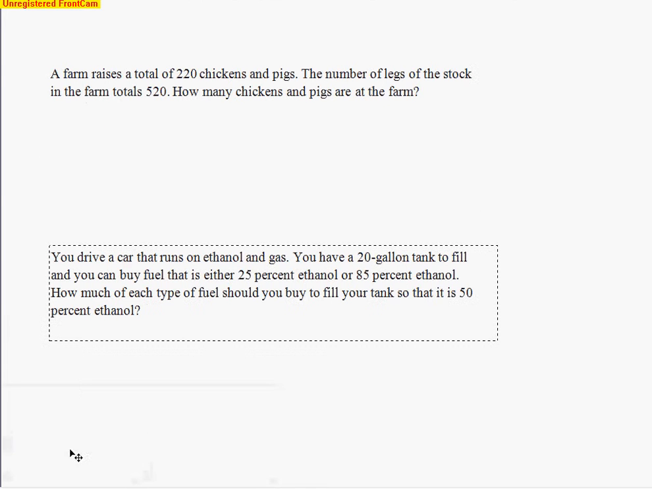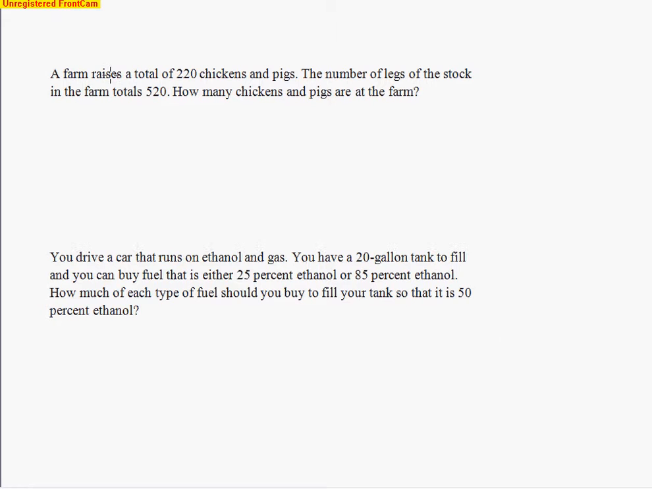Now let's take a look at some word problems. The first one says a farm raises a total of 220 chickens and pigs. The number of legs of the stock in the farm is 520. How many chickens and pigs are there? So we have two equations from the two sentences. Let's start with defining a variable here. I'm going to say C equals the number of chickens, and P is the number of pigs. So I can write down an equation like this: C plus P equals 220.